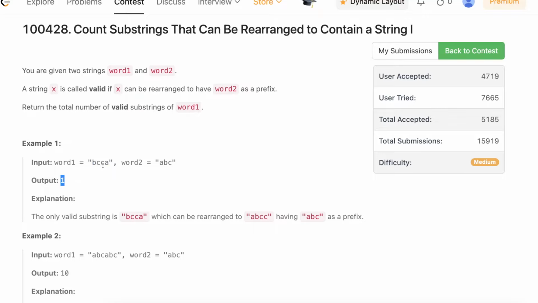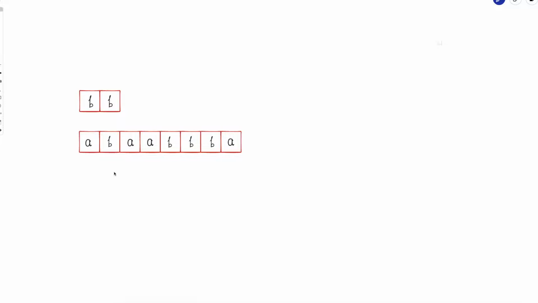Now, what's the very brute force way to approach this? The very brute force way could be to just simulate whatever is given. You are asked to find out the total number of valid substrings. You simply say, I will try out every possible substring, and if it is a valid one, I will increment my answer, otherwise I will not.